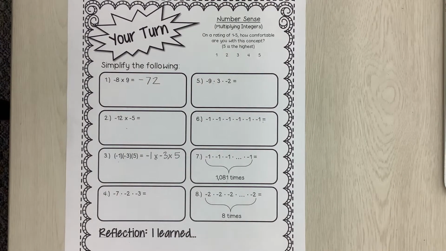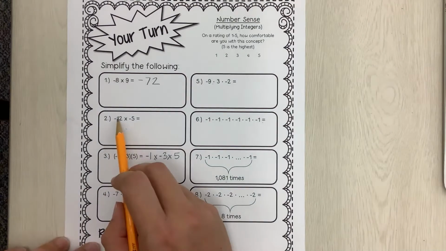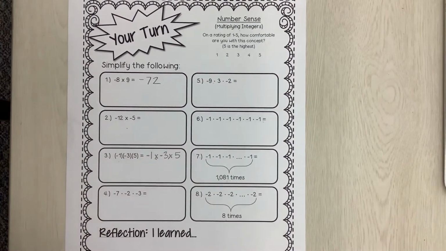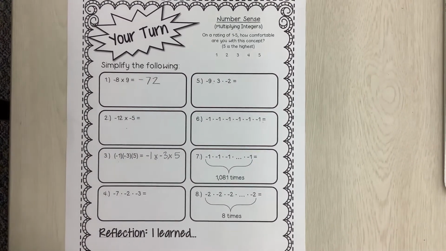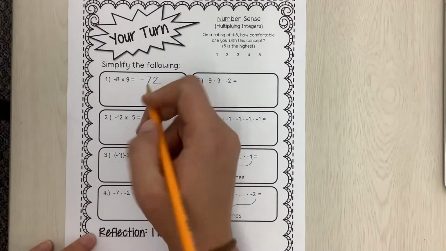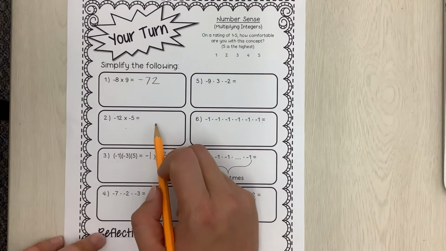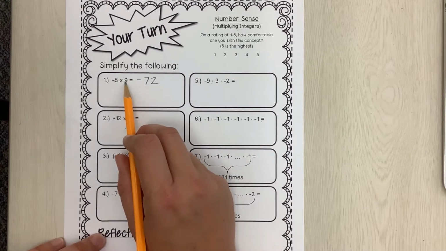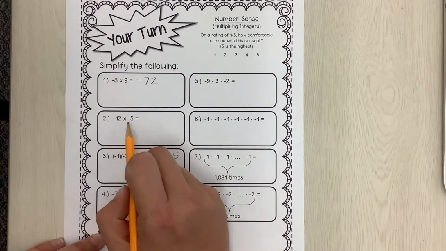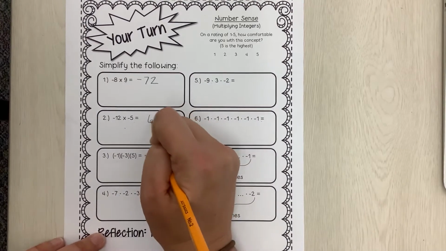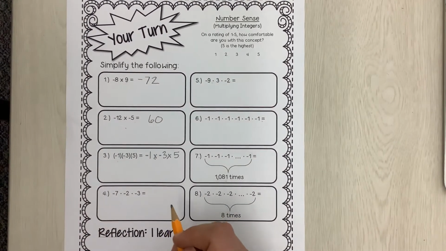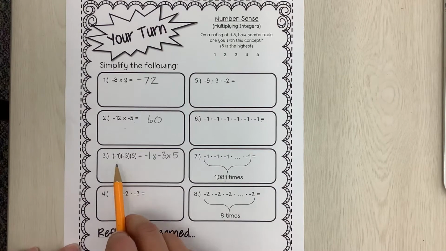Okay, let's look at number 2. I see a negative times a negative, so that tells me that my answer is going to be positive. And I don't have to put anything in front of that because we know that if there's just nothing in front of it, it's positive, just like this 9 here is positive. 12 times 5 is 60, so our answer is just a positive 60. Okay, let's look at number 3.